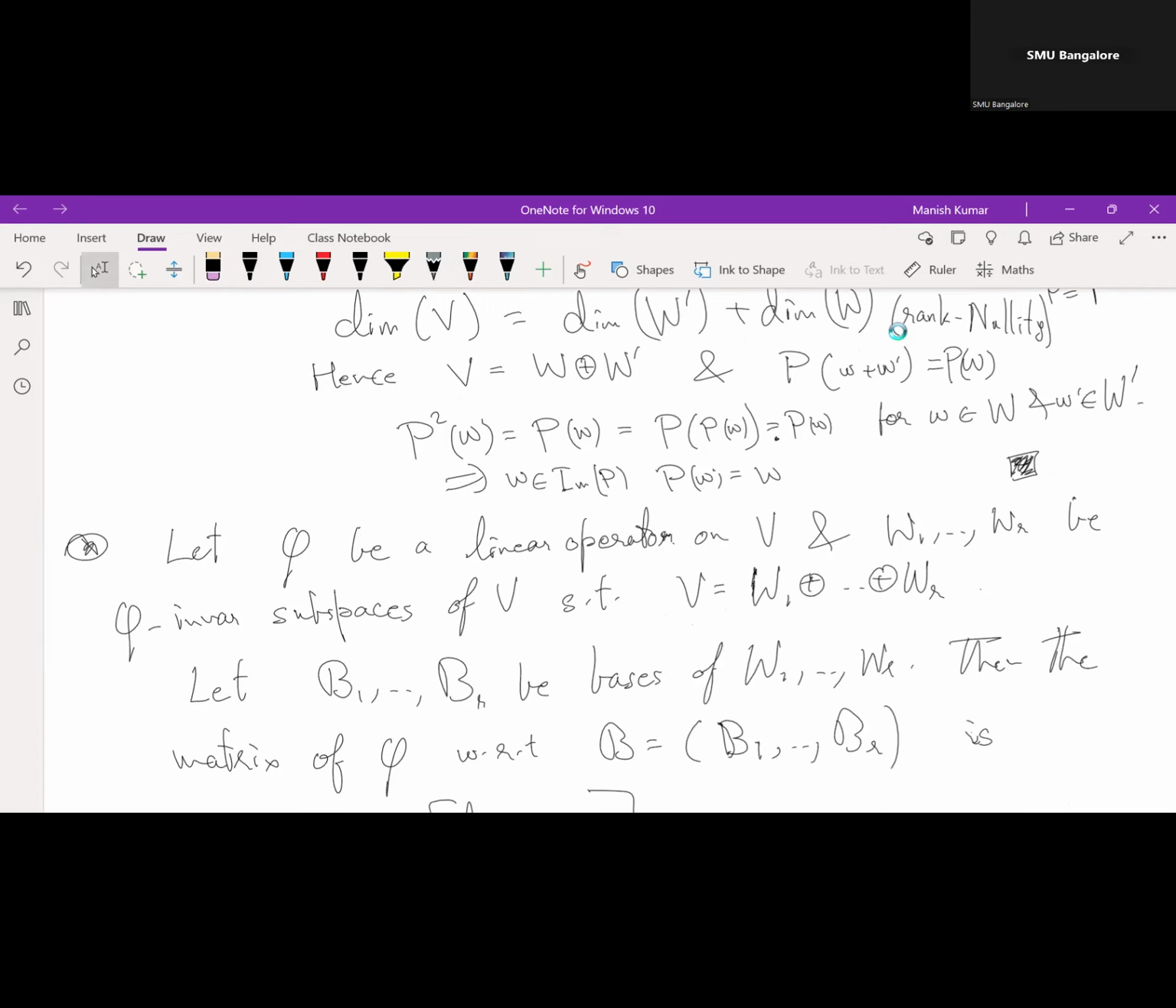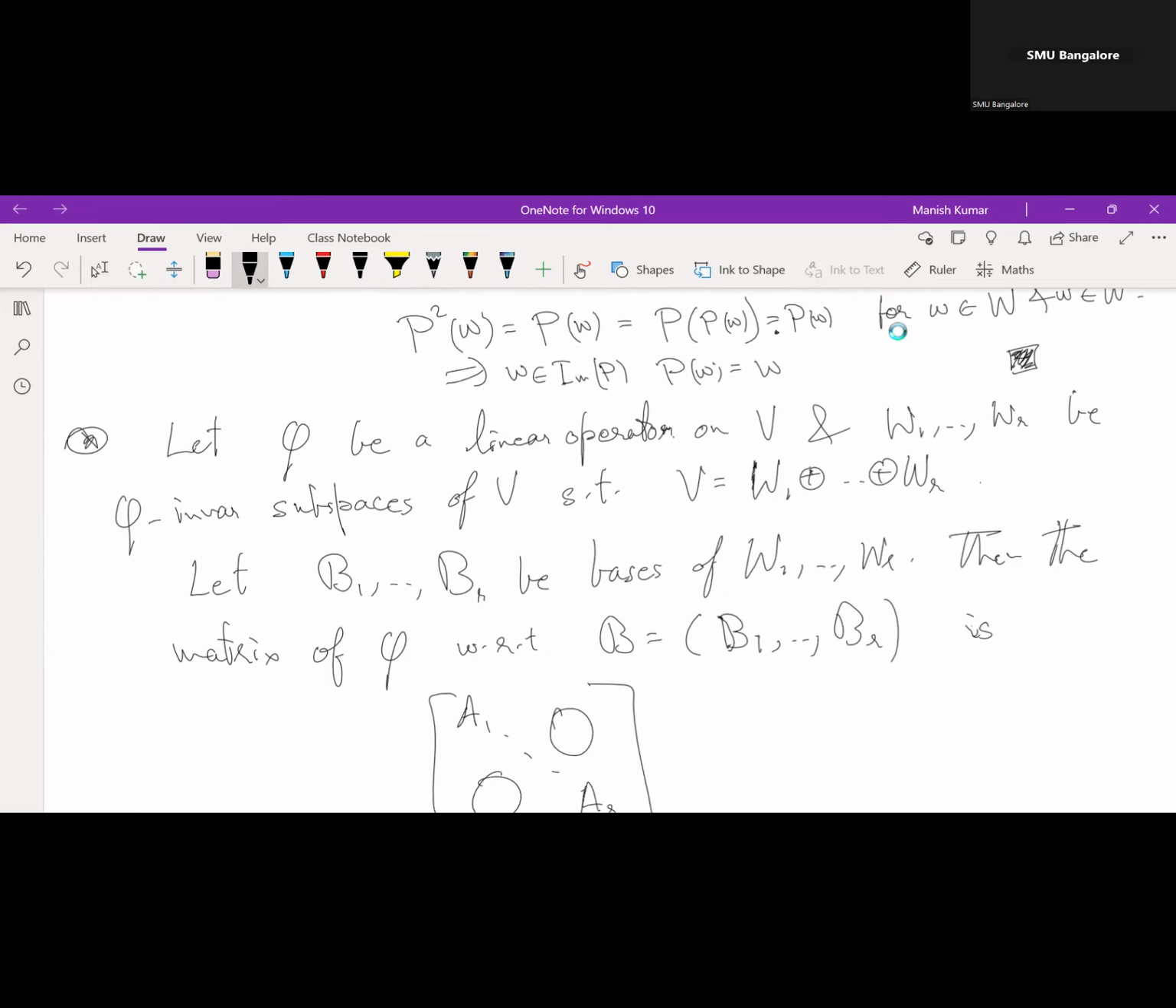So this is the next result. Let phi be a linear operator on V, and W1 to WR be phi invariant subspaces of V. We saw that if we take one phi invariant subspace, then the matrix looks block upper triangular. But now we are extending the result: if V is the direct sum of invariant subspaces, then you will get a block diagonal.